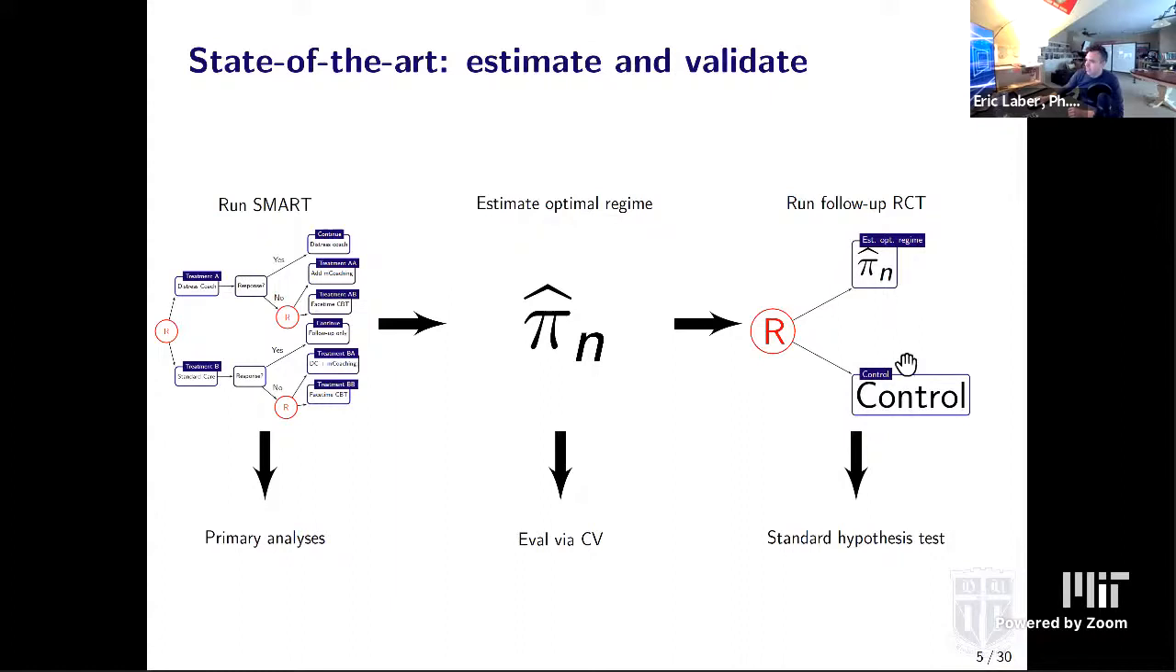And then you compare these two using, again, a simple hypothesis test, because this is an independent sample of patients now. So the comparison of pi hat to control is, again, simple. It's just a two-arm trial. Okay, so what's wrong with this, or what's a potential drawback?